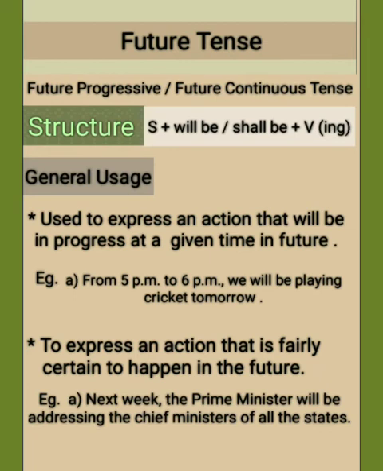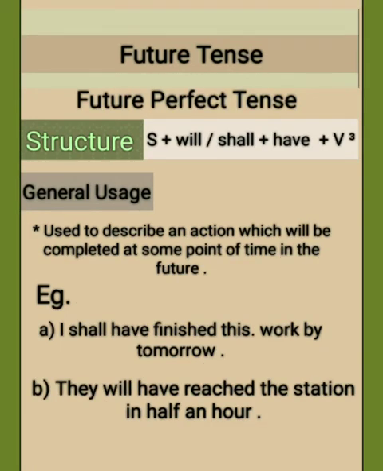Next form is future perfect tense, and the structure is subject plus will or shall plus have plus verb, third form. This tense is used to describe an action which will be completed at some point of time in the future. For example, I shall have finished this work by tomorrow. Example number 2, they will have reached the station in half an hour.